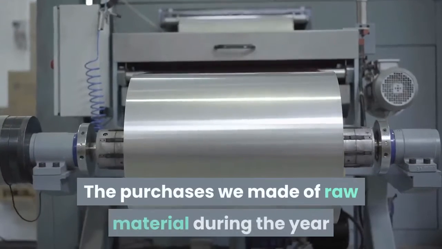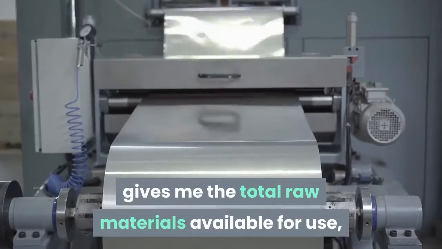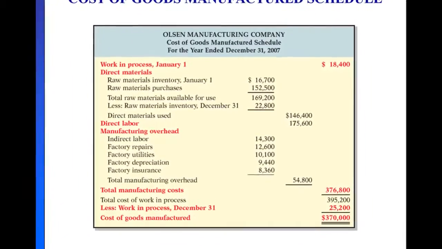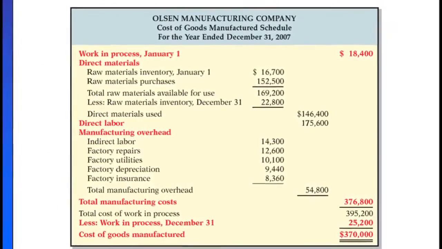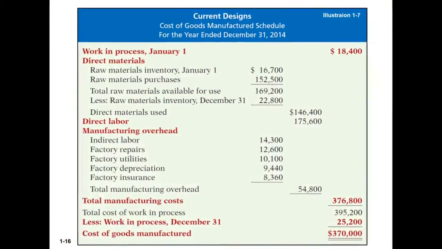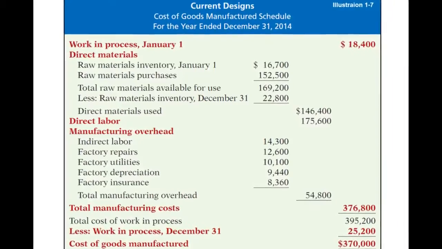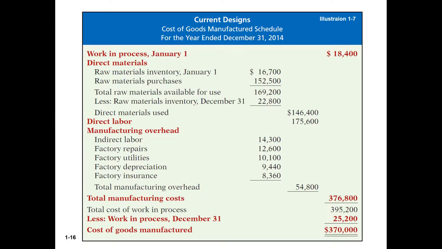Add to it the purchases we made of raw material during the year, which gives me the total raw materials available for use, and I subtract what I have not used by the end of the year, 22,008. Therefore, I conclude that the direct material used would be 146,400. Then the direct labor, 175,006, and the manufacturing overhead, 54,008. Now you notice there in the middle column, the outside column is just for summary.